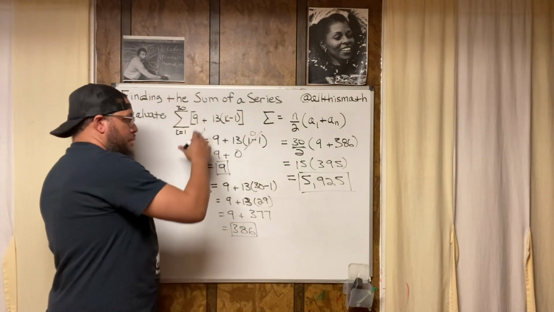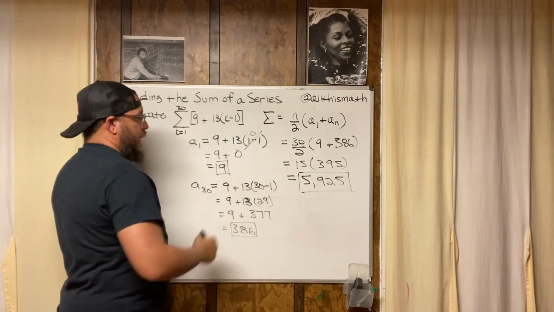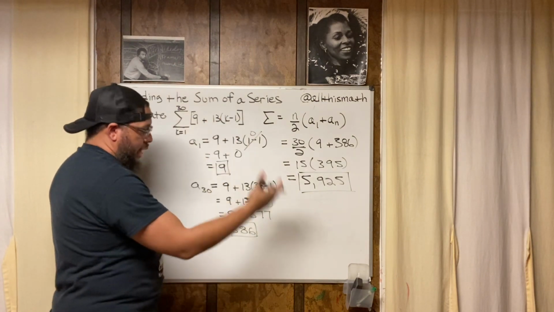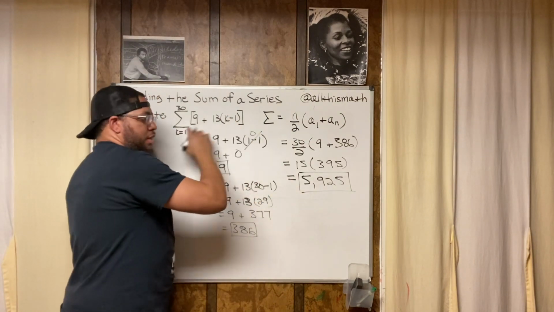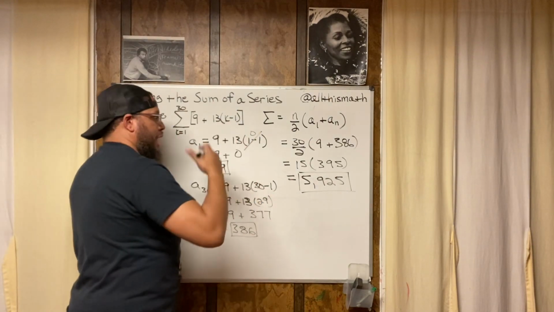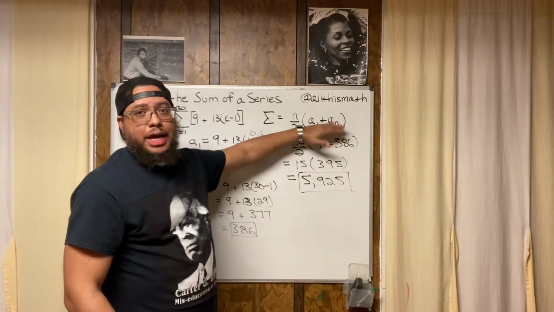Otherwise, we'd be sitting up here doing a sub 1, we'd have got 9. Then we would have plugged the 2 in. We'd have got another number. We'd have plugged the 3 in. We'd have got another number. We'd have plugged the 4 in. Got another number. Plugged the 5 in. Got another number. And don't nobody got time for all that, especially when you have a nice, neat formula that you can use.